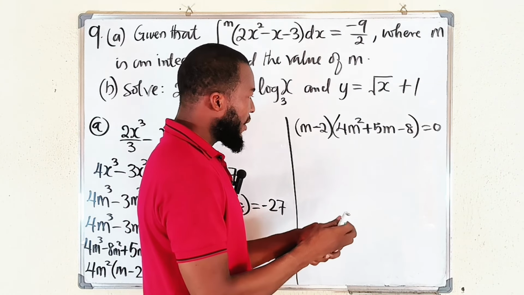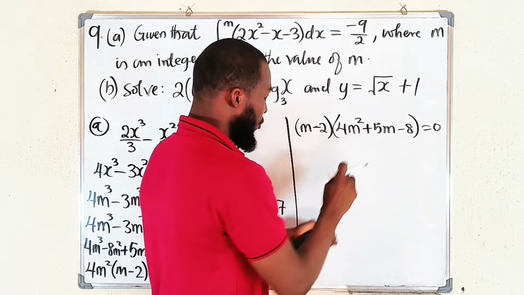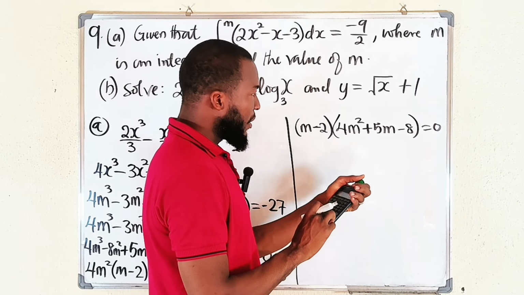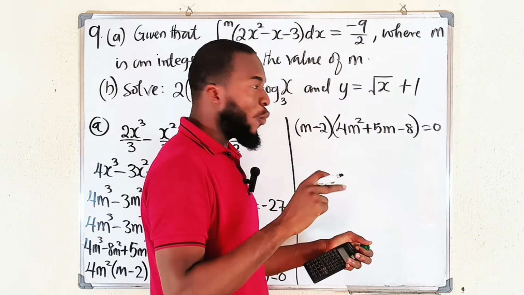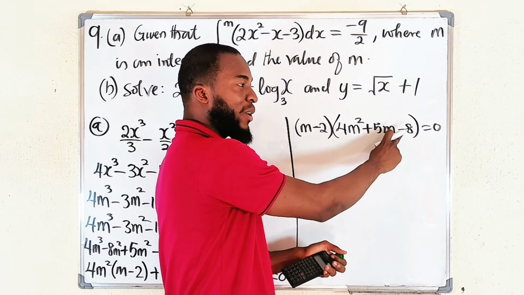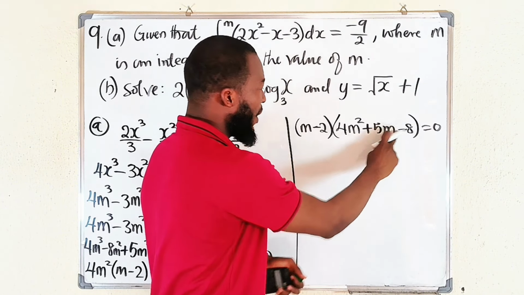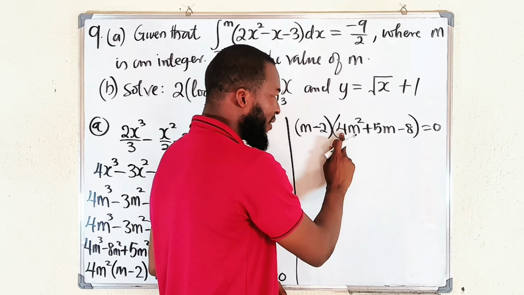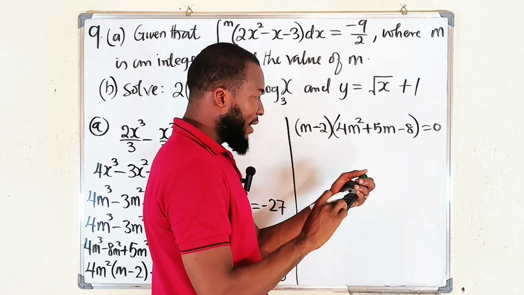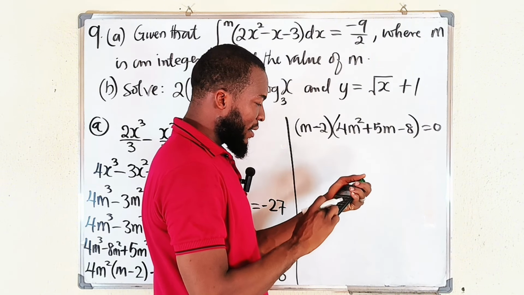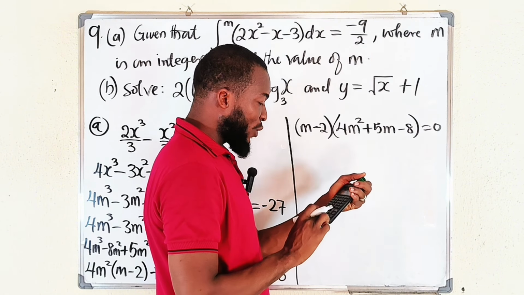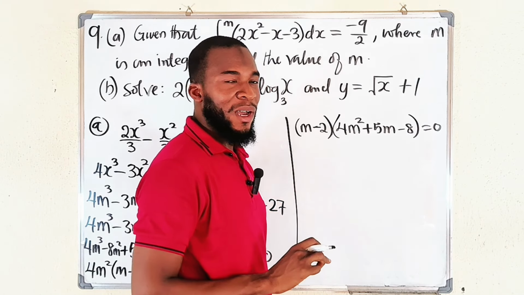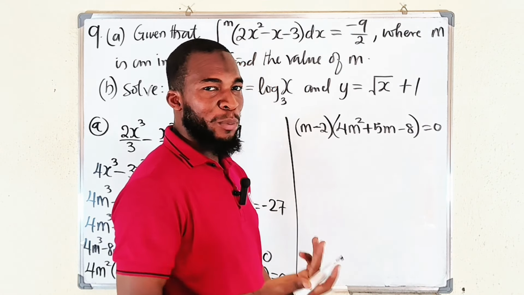Let me confirm that. This is b squared, which is 25. B squared minus 4ac. But we still have minus here. So in the end, everything will be plus 4 times a times c. 4 times 4, 16. And 16 times 8. Let me see. 16 times 8 will give us 128. Then you add it to 25. We have 153. And 153 is not a perfect square number.